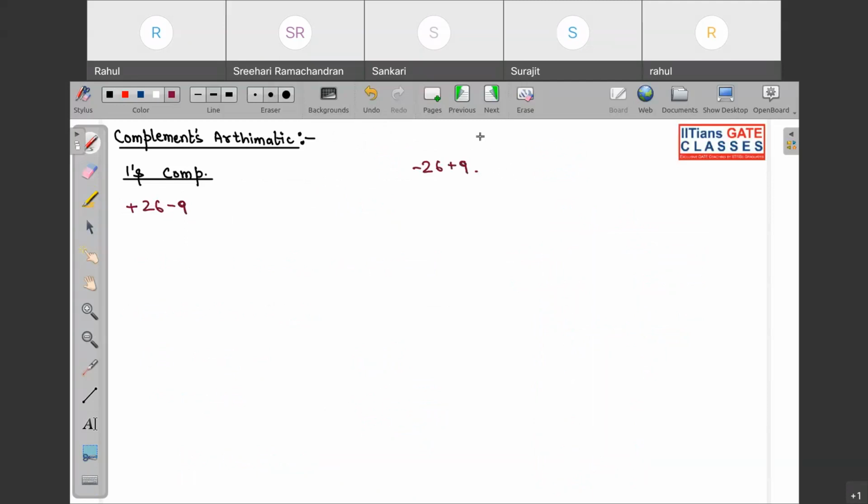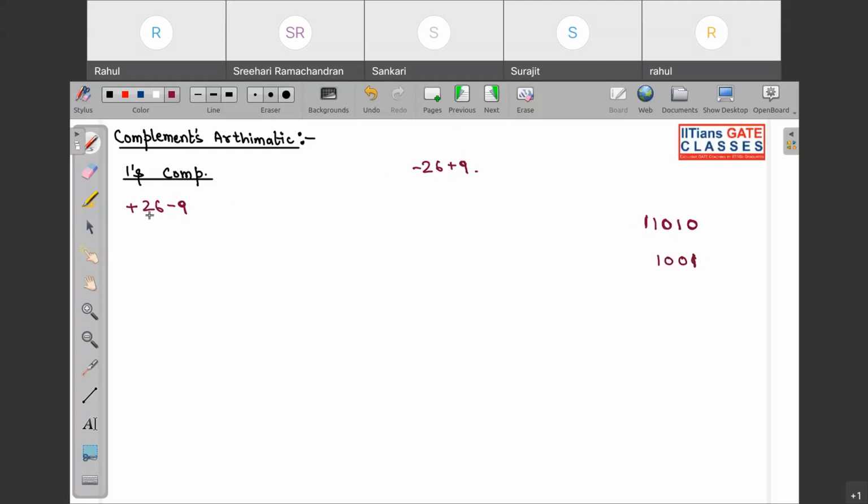Okay, or even we can do some other numbers also, but this is okay. So 26 is what? It is 1 0 0 1 0. Okay, so this is 26, and 9 is what? 9 is 1 0 0 1.